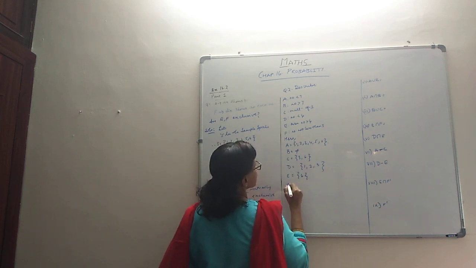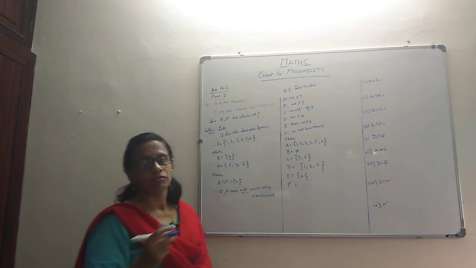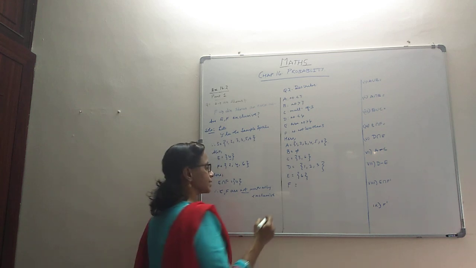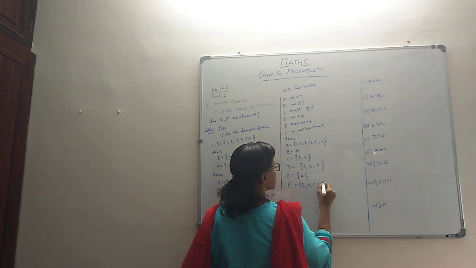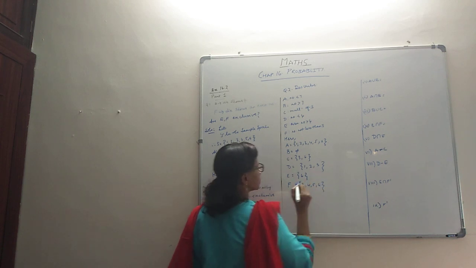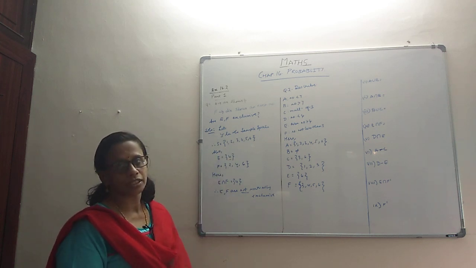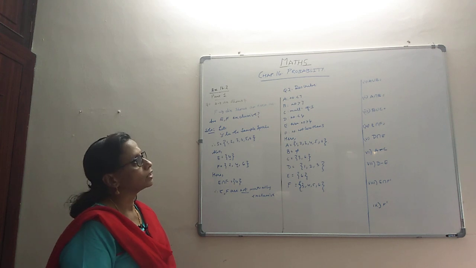Then F is a number not less than 3. So you should have a number which is not less than 3. It can be 3 and more than 3, but it cannot be less than 3. So it can be 3, 4, 5 and 6. So that's about it, right? So these many specifications are there over here. On the basis of this, let's go across and solve this.